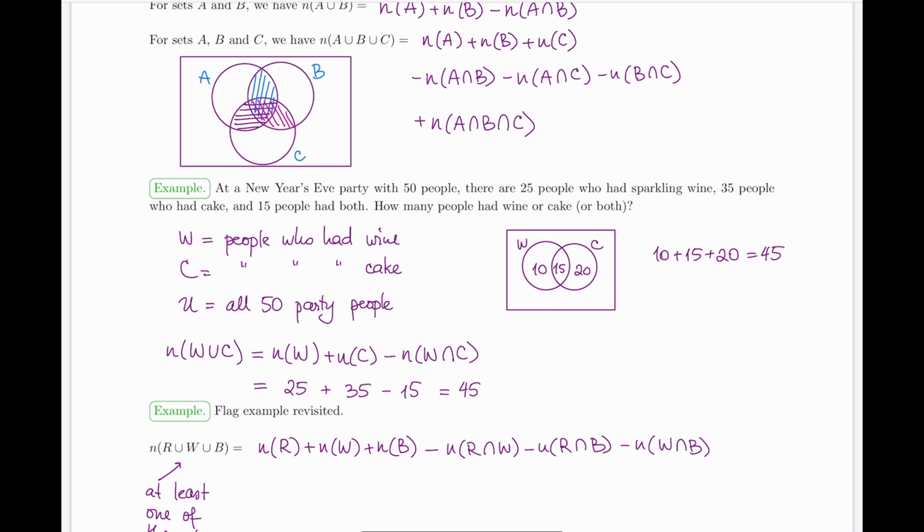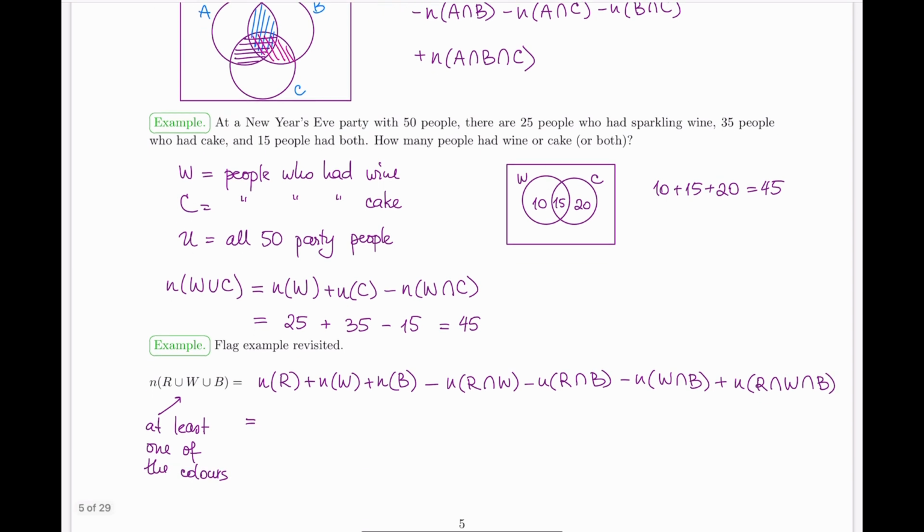But as we've discussed, the overall middle intersection, I have accounted for it 3 times here. I have subtracted it 3 times here. So I have to add it back in to ensure that it's in fact present. R intersection W intersection B.